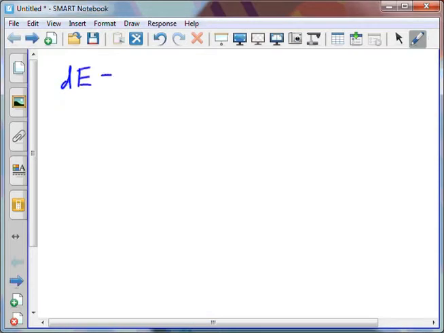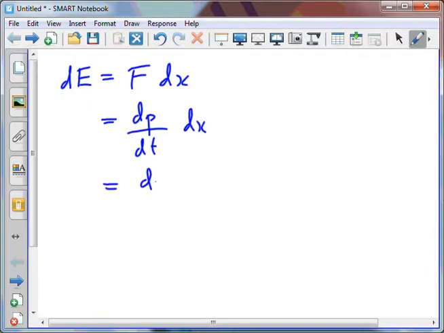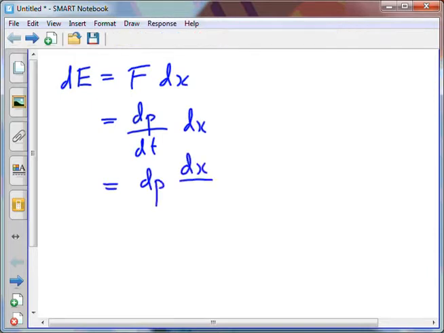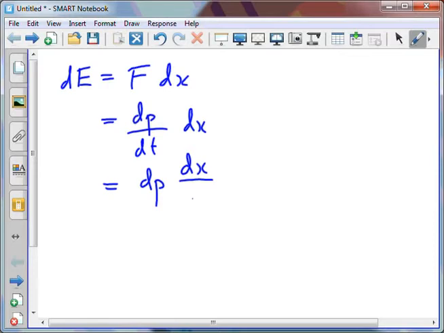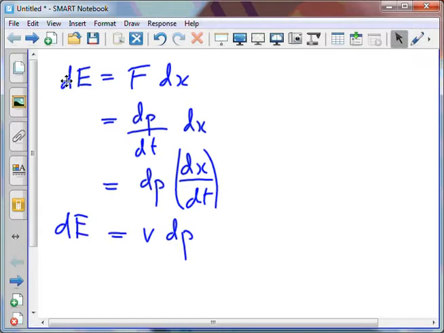by talking about the change in energy defined as F dx. Now F can be thought of as dp/dt. I could rearrange that as dp dx/dt, and this is really the definition of velocity, so it's v dp. So dE is equal to v dp.